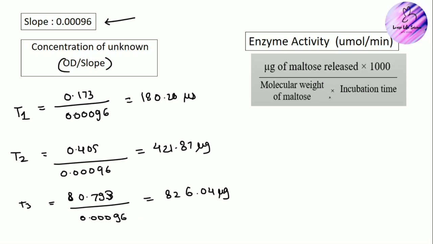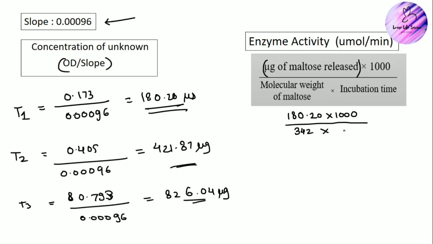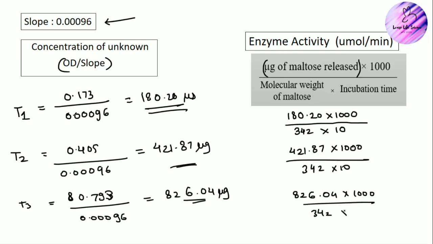Now I am going to use this concentration in the place of microgram of maltose released. So for the T1 tube, it is 180.20 multiplied by 1000 divided by the molecular weight of maltose, or whatever your product is, and multiplied by the incubation time. We have incubated the test tube for 10 minutes at room temperature. Similarly, the second one will be 421.87 multiplied by 1000 divided by 342 into 10. For the third one, it is going to be 826.04 into 1000 divided by 342 into 10.